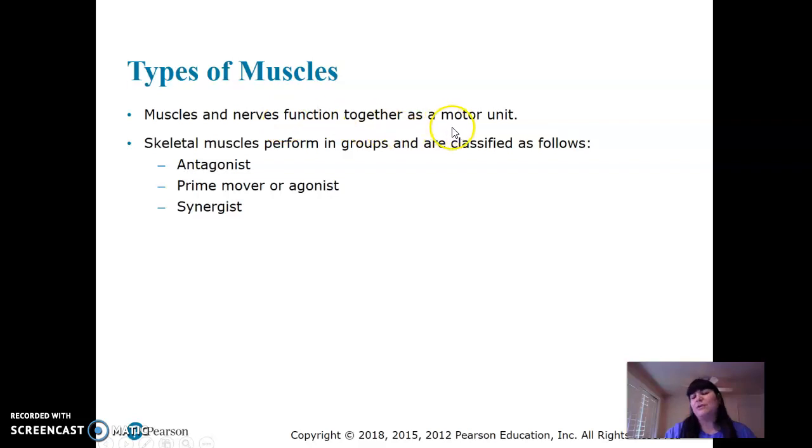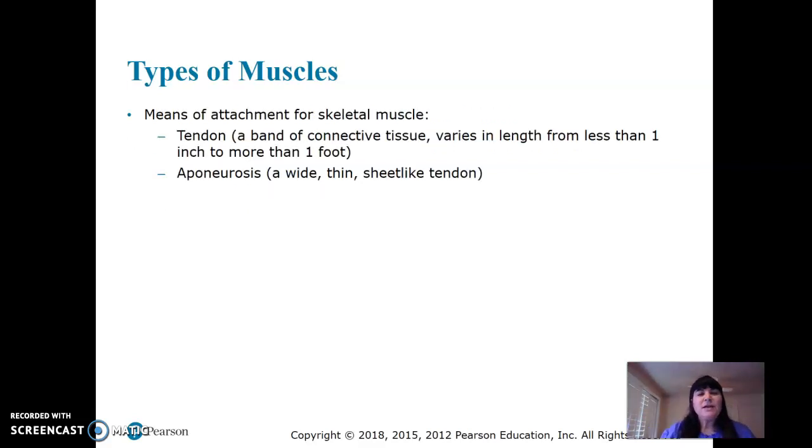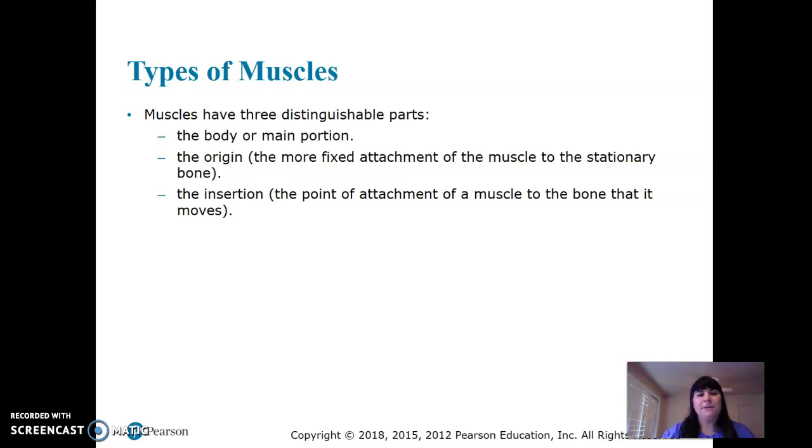Muscles and nerves function together. Yes, that's physiology. Skeletal muscles perform in groups and are classified as follows. So antagonist, primary mover, synergist. So the biceps are synergists working for flexion. In this case, the triceps would be the antagonists working for this action, right? And muscles work together. So that's what it was talking about.